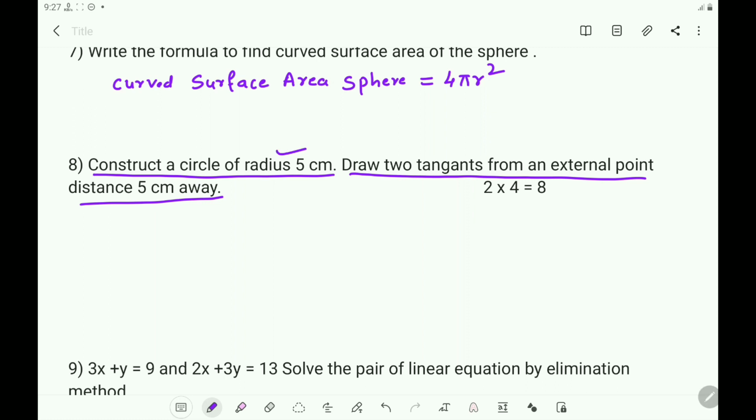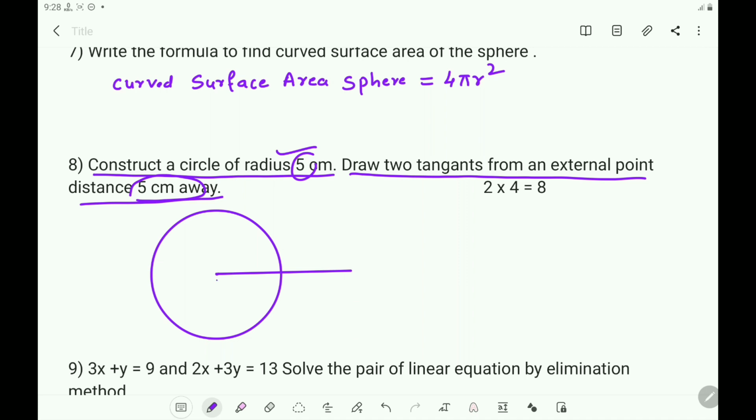So here, what is the radius of the circle? The radius of the circle is 5 cm. So children, take a compass and measure 5 cm radius. Mark a center and draw the circle. So here you will get a center, and you know the radius of the circle. That is 5 cm, and the external point is 5 cm away from the circle. So here you draw a line of 5 cm. Here up to here is 5. Again here also it is 5.